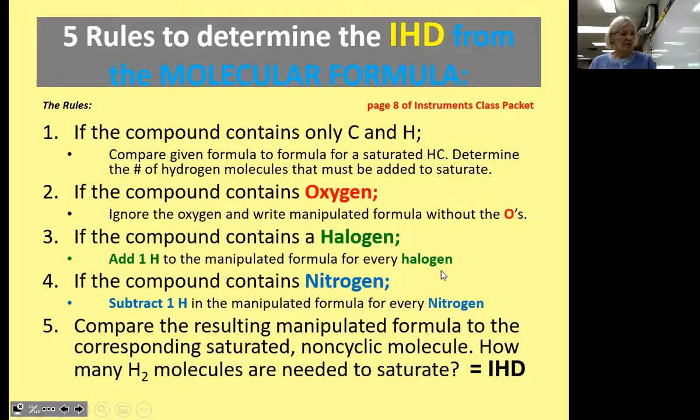Take the halogen off. If your compound has a nitrogen, you have to subtract 1 hydrogen from your given formula and then figure out how many molecules of hydrogen to add to saturate. So you're going to compare your given molecular formula with these resulting manipulated formulas and determine the IHD.